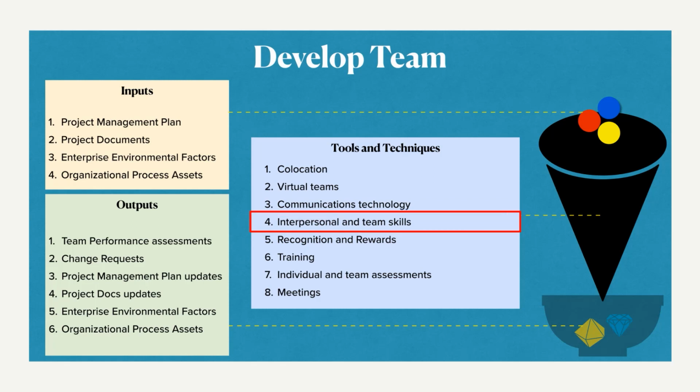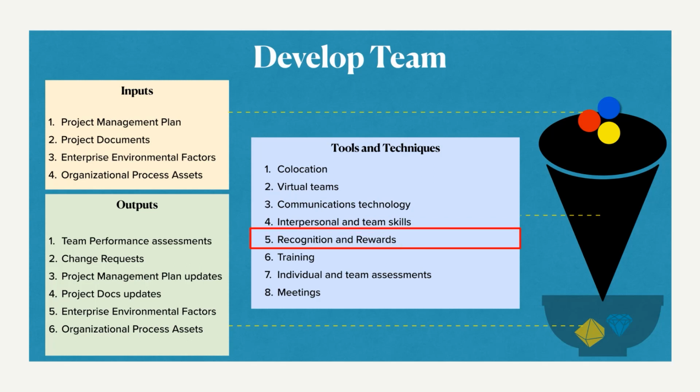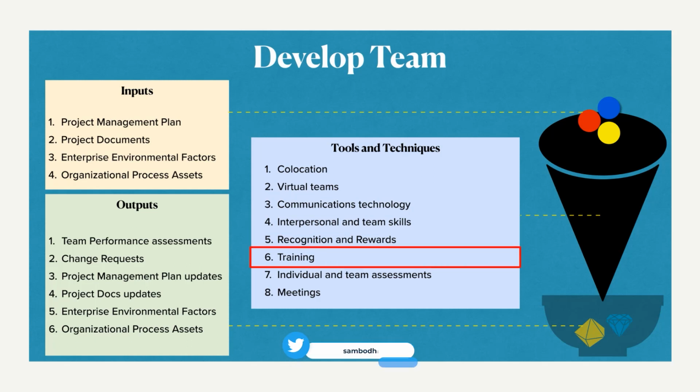Interpersonal and team skills, like conflict management, motivation, leadership. All these things come under the interpersonal team skills. Rewards and recognition, also a very powerful tool. This boosts the team performance, and proper training needs are to be given to specific area.